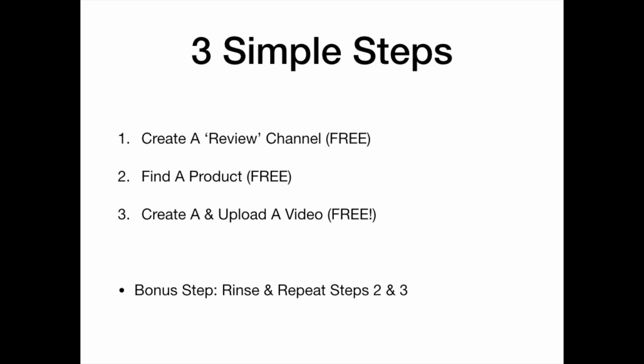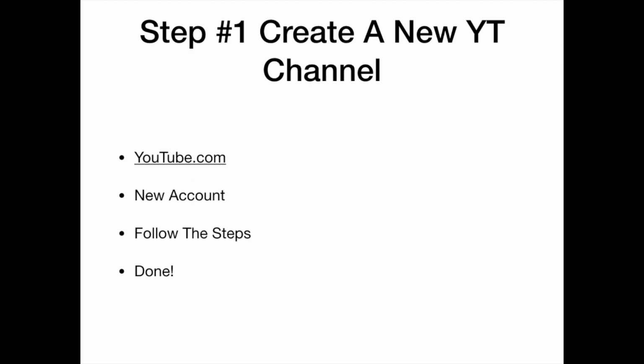Then we're going to find some products. There's some rules around the best thing to do here. And then step number 3 is we're going to create and upload a video for the product that we've selected. We're going to put it on our channel. And then at the end, once we've done that, we're going to rinse and repeat steps 2 and 3 over and over and over again, using the rules that I'm going to give you in this training, the best practices to make sure you get results. So they're the 3 steps, with the bonus step being do it over and over and over again to make more money. So let's dive into the specifics.